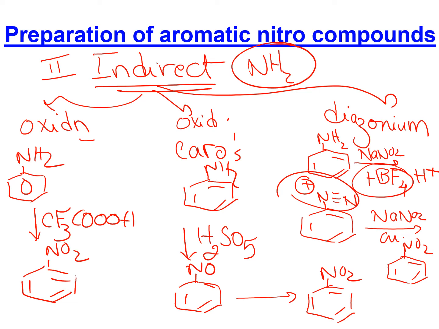So these are the methods of synthesis of nitro compounds, either directly through introducing a nitro group to the benzene ring, whether substituted or unsubstituted, or through indirect methods where you start with the amino compounds and you either oxidize them into the nitro group directly by trifluoroacetic acid, or through 2 steps by Caro's acid, or you perform diazotization of the amino group, giving the diazonium salt. How this reaction proceeds is going to be given in full details in the diazonium salt class, and then you replace the diazonium group by sodium nitrite in presence of copper.